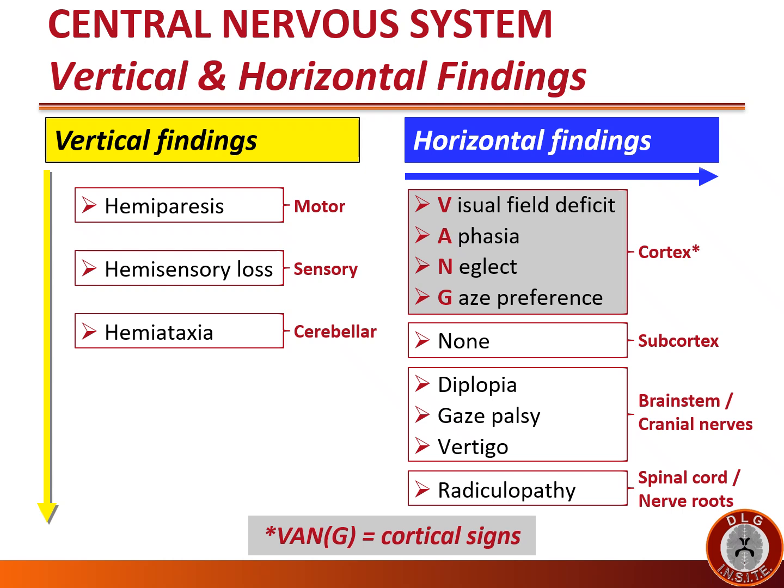The horizontal findings in the cortex can be summarized with the acronym VANG. They consist of visual field deficits, aphasia if the lesion's on the left especially, neglect if the lesion's on the right especially, and gaze preferences. Recall that there are no horizontal pathways in the subcortex, so there are no horizontal findings in lesions involving the cerebral subcortex. In the brainstem, one involves cranial nerves and the horizontal gaze center, and so the specific findings are double vision or diplopia, gaze palsy, and vertigo. And when lesions involve the spinal cord, the horizontal findings are nerve root lesions known as radiculopathies.